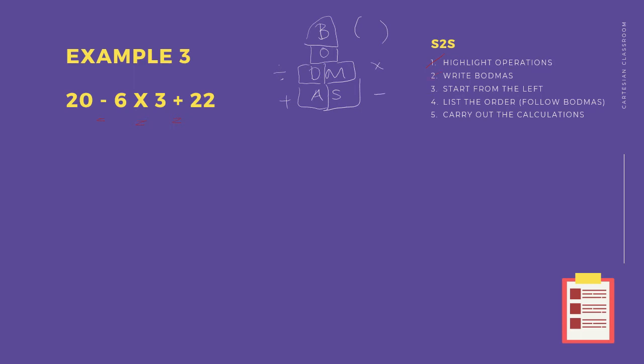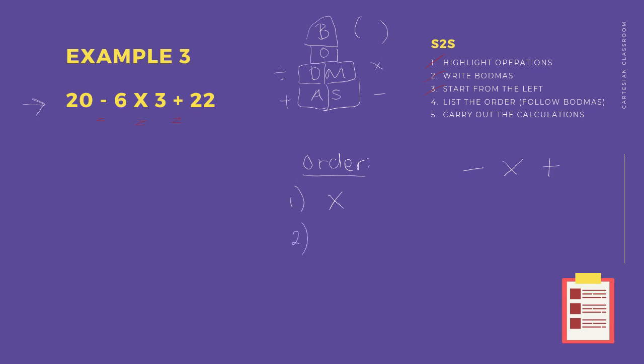Step 3, start from the left. You just write the arrow on the left. Step 4, list the order. So you write down the order. You can do this in your book on the side of your working. So we have minus, times, and plus. Let me just write it down. Minus, times, and plus. So let's see what's on top. Let's refer to our BODMAS. What is on top? Is it minus, times, or plus? We have times first. So the first thing we're going to do is times.